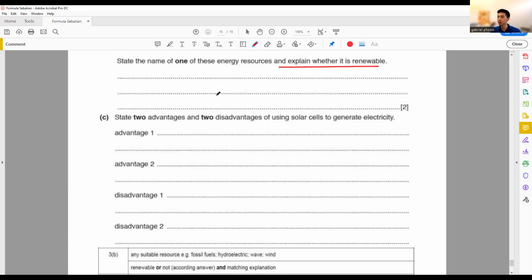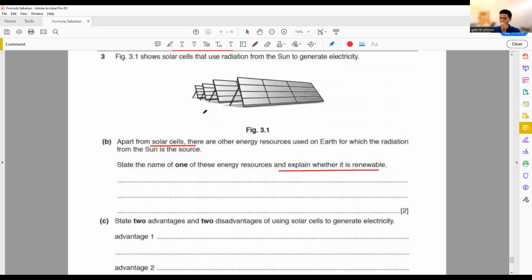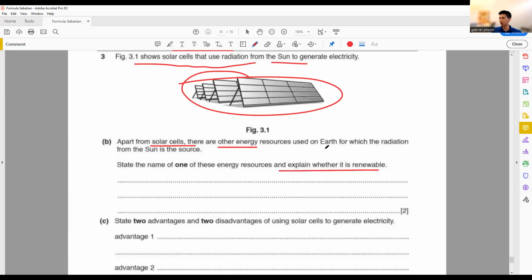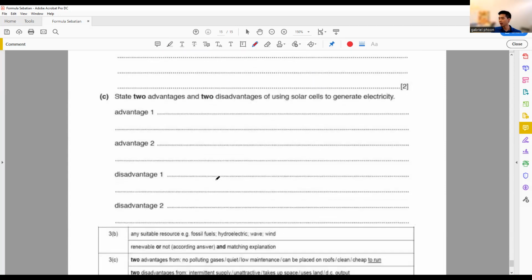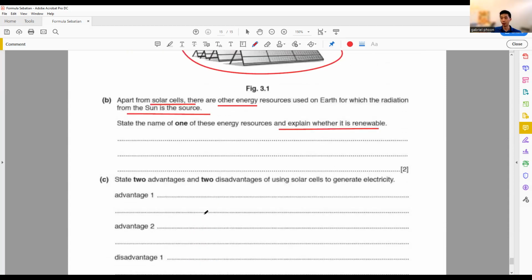Oh, okay. Sorry. Let me rephrase this question, guys. I wasn't reading it properly. It says figure 3.1 shows a solar cell that uses radiation from the sun to generate electricity. Obviously, these are solar panels. Apart from solar cells, there are other energy resources used on Earth, which is the radiation from the sun source. So basically, you're going to say anything that comes from the sun. The most common ones that come from the sun is definitely solar, wind, waves, and even which one? Even fossil fuel also is considered from the sun, like we did the previous question, right?